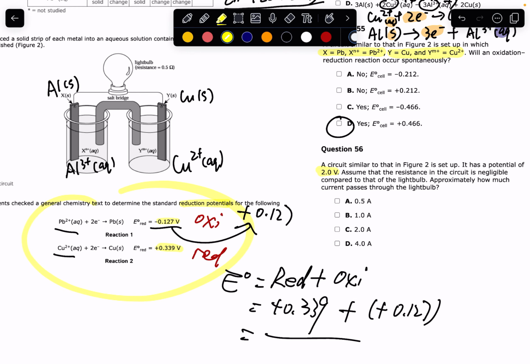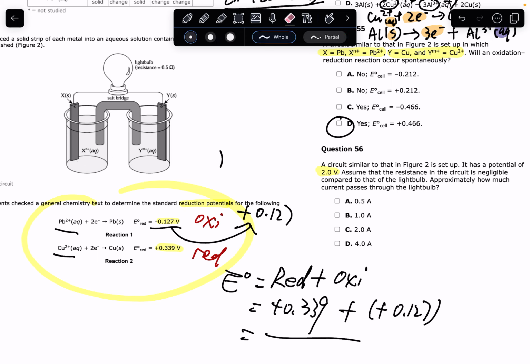Because of figure 2, I'm assuming that this circuit is like a galvanic cell with a spontaneous redox reaction. That's how it can produce the potential of 2 volts. 2 volts is a positive E cell potential; volts is the unit for the cell potential. So it's spontaneous, which is why it can cause a current. It can light up this light bulb. All right, let's keep reading the question.